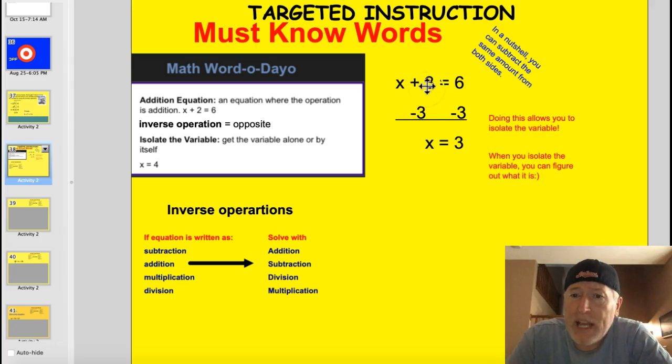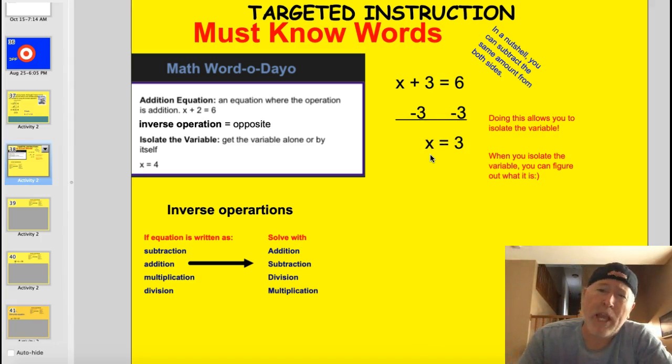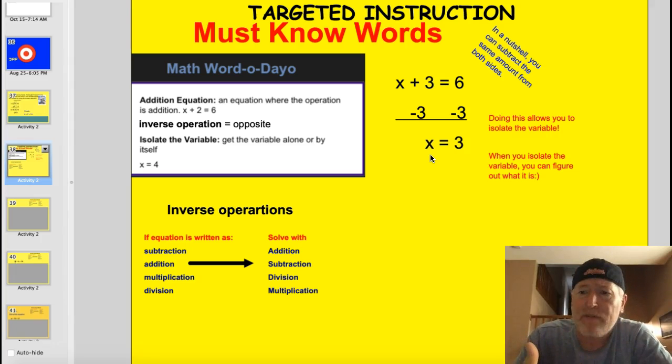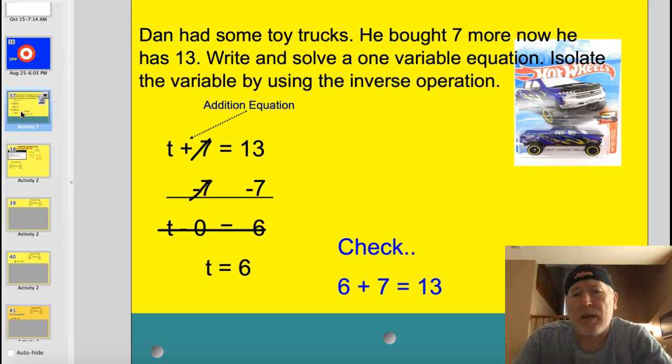So when we subtract that off, we've got nothing on this side over here but x. And then we can say 6 minus 3 is 3. We've isolated the variable. All right? A lot of vocabulary: inverse operation, addition equation, isolate the variable, plus this whole process. I'm going to go back and take this up one step further here.